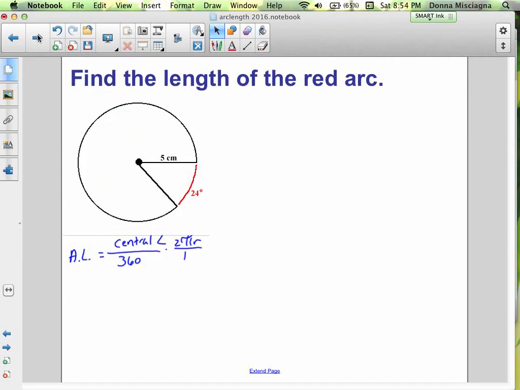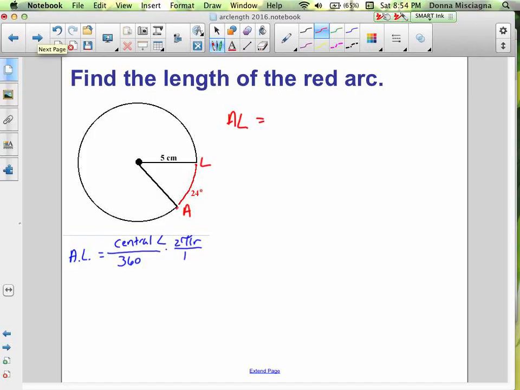All right, let's find the length of the red arc. This one's not in your notes, and it doesn't even have a name. So I'm just going to call it arc length. All right, so this could be point A and this could be point L.